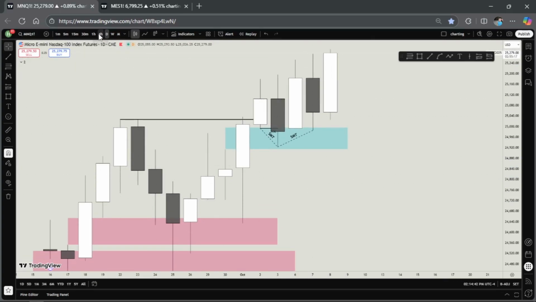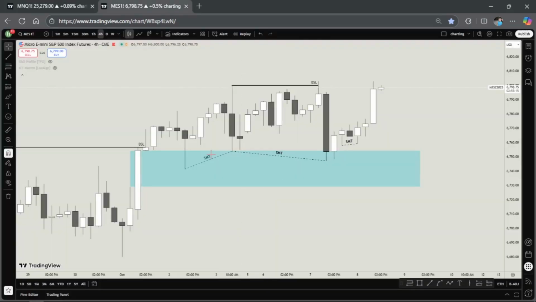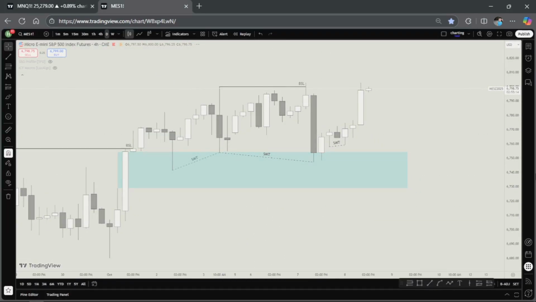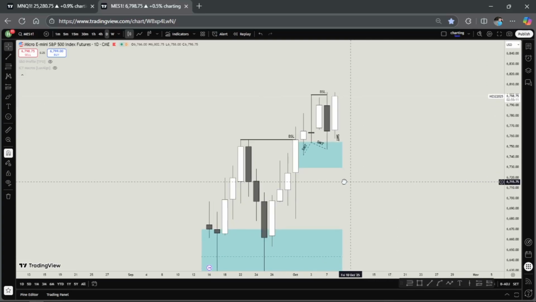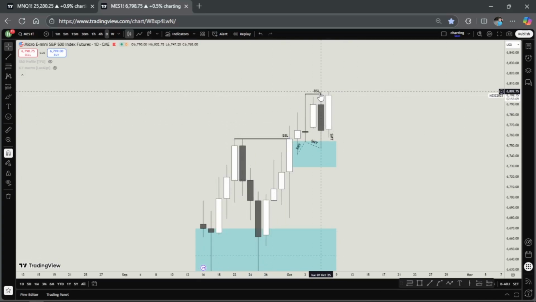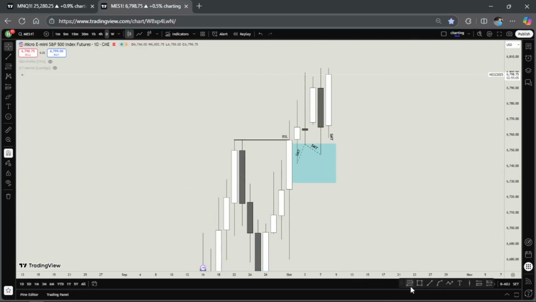Okay? And when we look at this on the ES, on daily, there is no imbalance. We just swept the buy side, and actually we have a daily volume imbalance here. We have this daily volume.